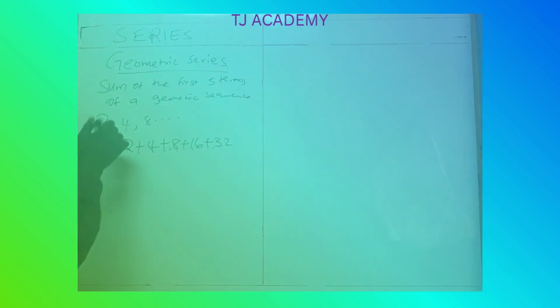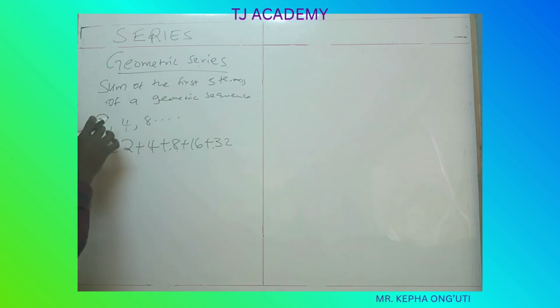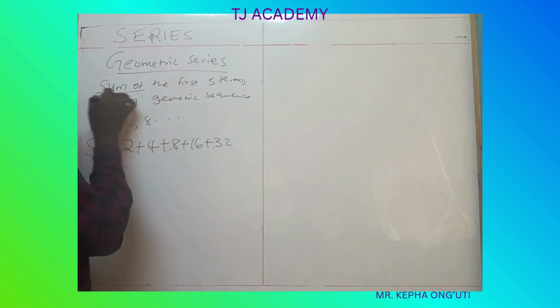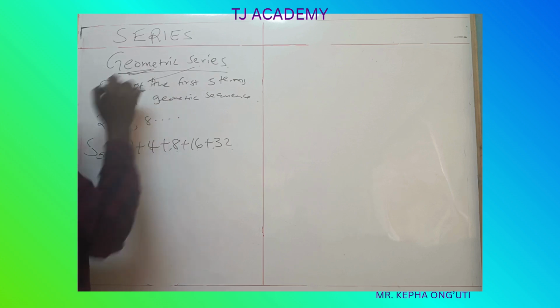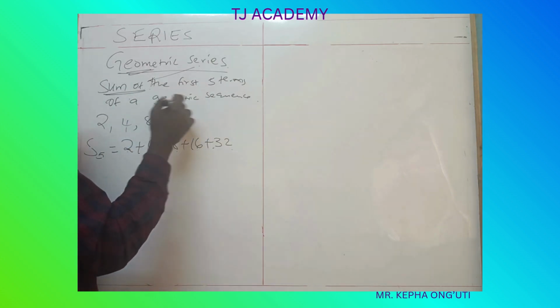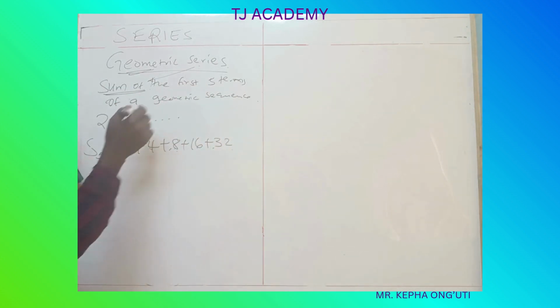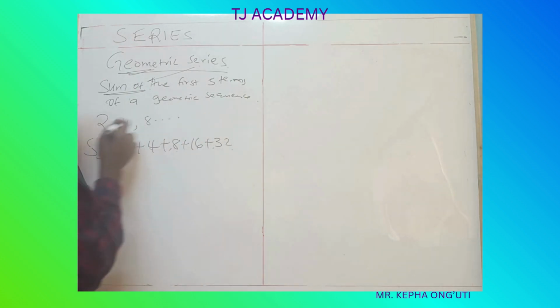We continue from where we stopped. Geometric series, and I've said this is sum of. So series, we talk about sum of. But since we have geometric, then it is sum of a geometric sequence. And here I want to give an example of the first 5 terms.